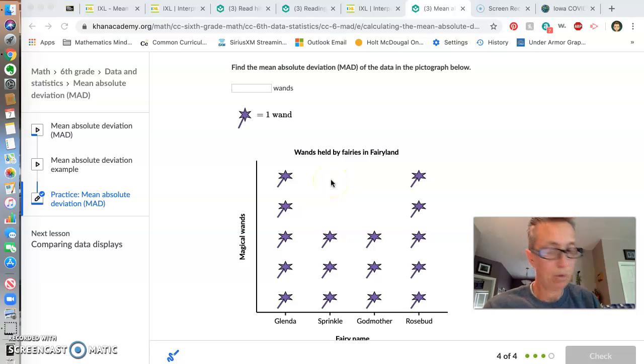All right, so I wrote down my numbers. I wrote down 5, 3, 3, and 5. Added those up. Add the 5s and I get 10. Add the 3s and I get 6. So 10 plus 6 is 16 divided by 4 gives us a mean of 4. And then when I subtract 5 minus 4 and 4 minus 3, I get 1 for each of those numbers. Add those up, 1, 2, 3, 4 divided by 4, I get a MAD, a mean absolute deviation of 1.